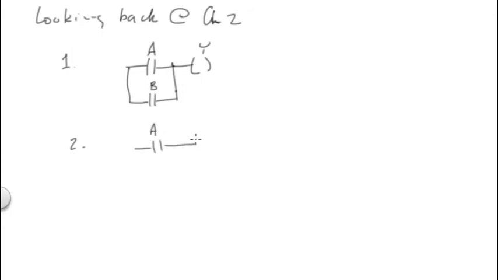So an AND circuit from digital logic would be like this in a PLC. Number 3, the not of A is output Y. So the not of A is output Y. If A is on, Y is off. If A is off, Y is on.